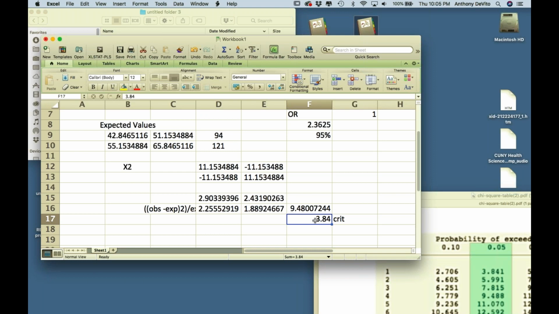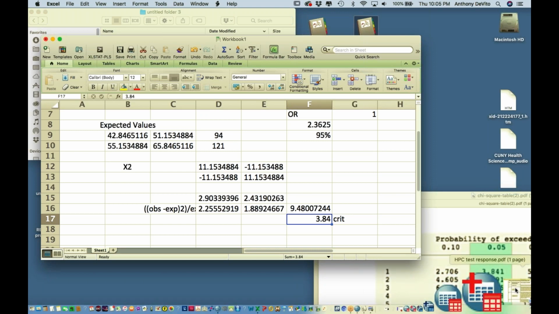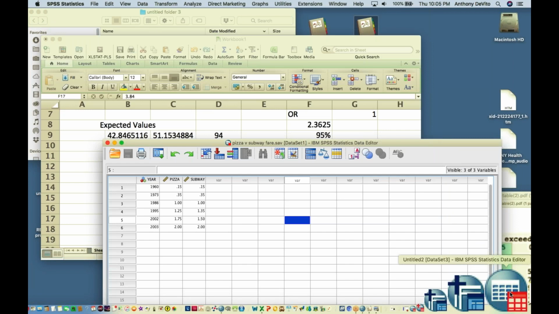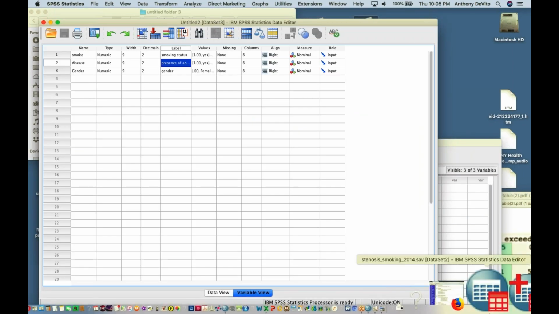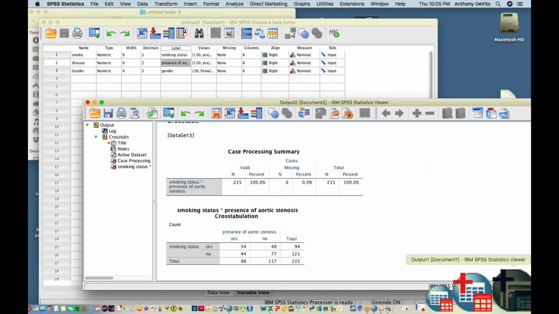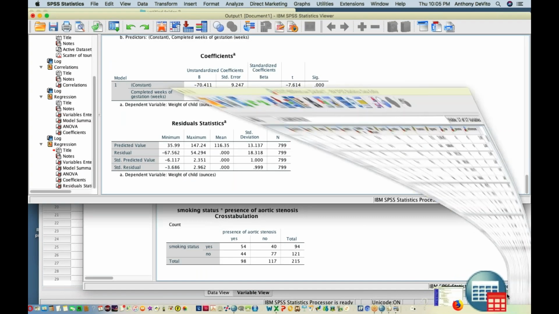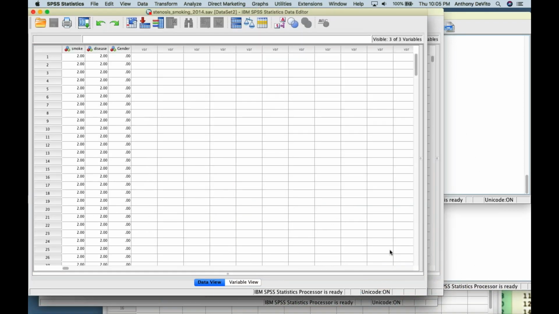Okay. So I'm going to do this using SPSS now. If I can find my data set again. I don't want that one. I don't want that one. Find the right one. It's an output table. It's not that one. Here we go. Okay, smoking and disease.